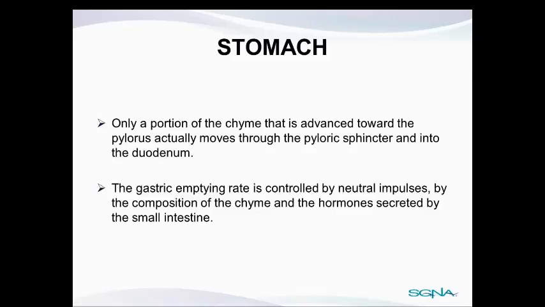Only a portion of the chyme that is advanced toward the pylorus actually moves through the pyloric sphincter into the duodenum. The rest is propelled backwards, colliding with and further breaking down large particles in the antrum and the body. Particles passing into the duodenum have a diameter of 1 millimeter or less. The gastric emptying rate is controlled by neural impulses, the composition of the chyme, and the hormones secreted by the small intestine.